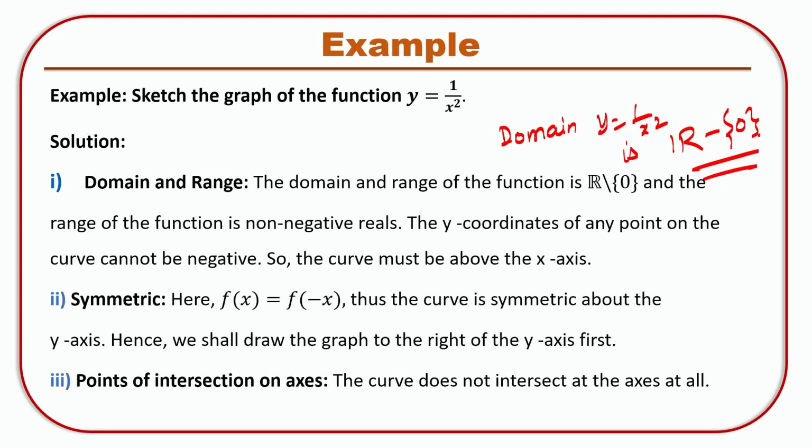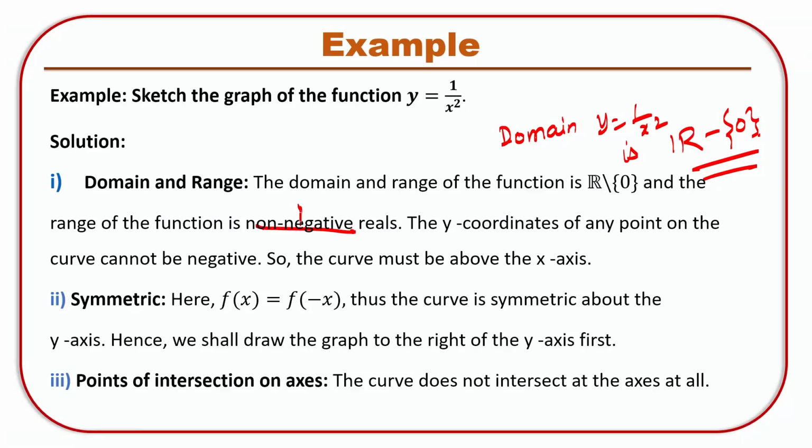For that you need x tends to infinity, but infinity is not a number, and hence you are looking at the range of that one. Range is always positive, not non-negative. It's a positive one, right. You cannot find 0. The y coordinate of any point on the curve cannot be negative. So the curve must be above the x axis; it is always positive, as we have seen here.